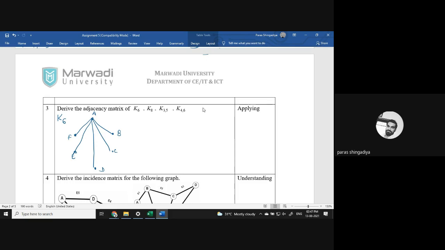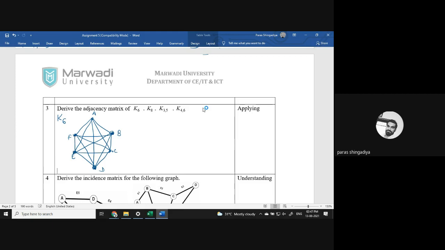Now same procedure for B. B should be connected with all the vertices. So BA is already connected. Now which connection is remaining from B? B to C, B to D, E, and F. Clear? That is from B. Now from C. So C to D is remaining, C to E remaining, and C to F remaining. Okay? And from D, which are the remaining connections? D to E and F. And from E, only one connection is there, E to F.